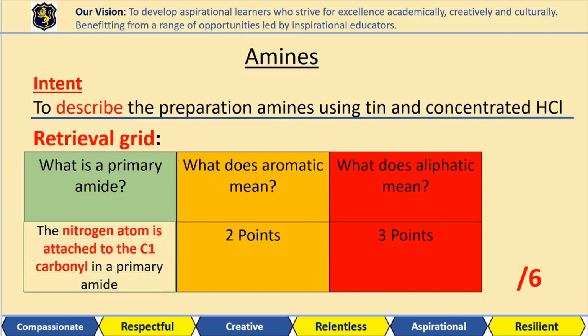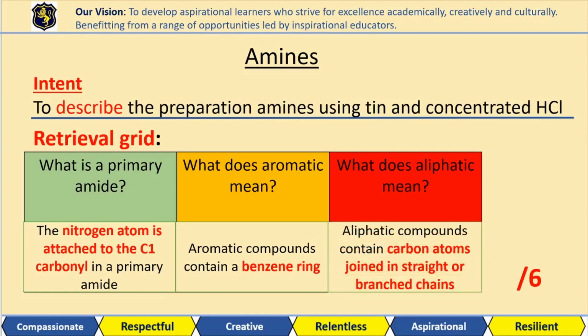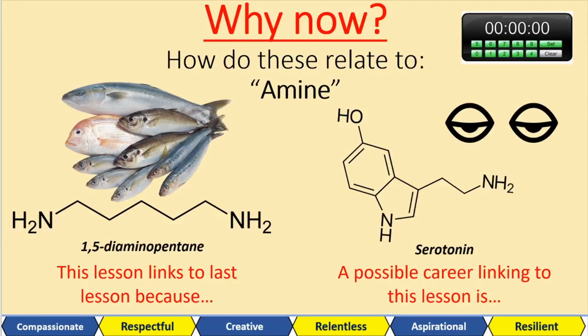A primary amide has the nitrogen atom attached to carbon 1 on the carbonyl, okay? Aromatic compounds contain a benzene ring. Aliphatic compounds contain carbon atoms joined in straight chains or branched chains. So why are we learning about amines at the moment?